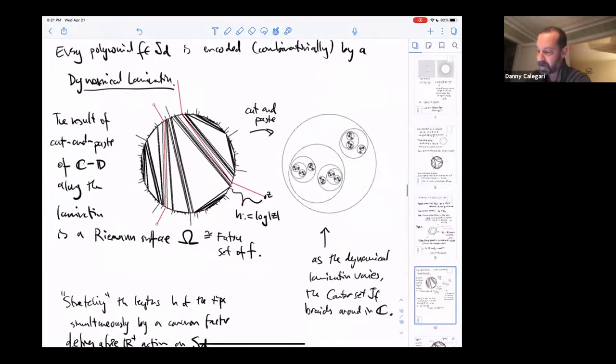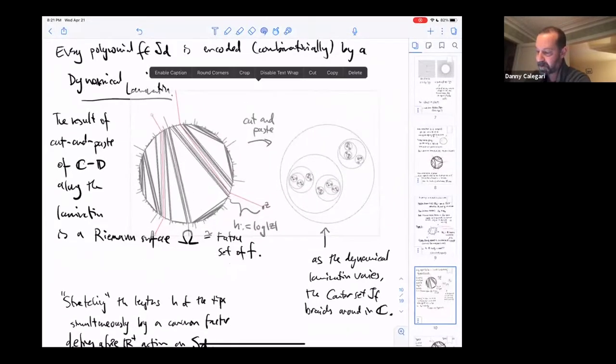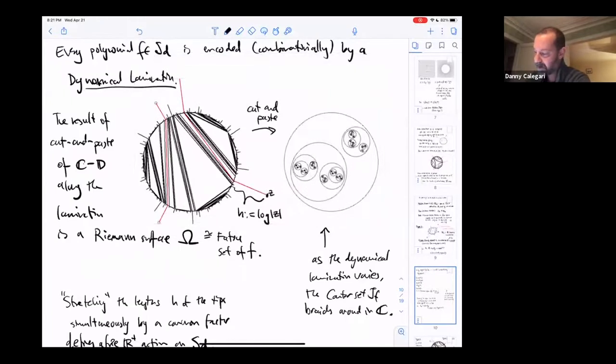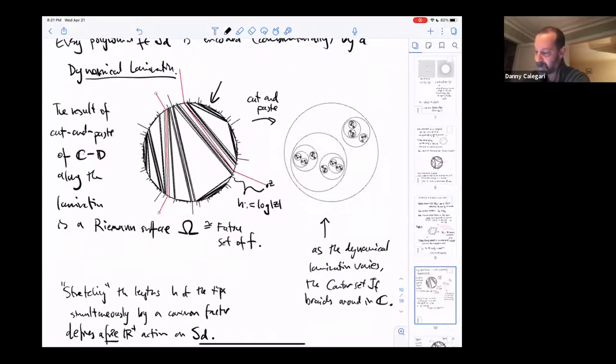I'm not sure. I wish I had a pointer. So, great. That's not right. This is the dynamical lamination, I guess.